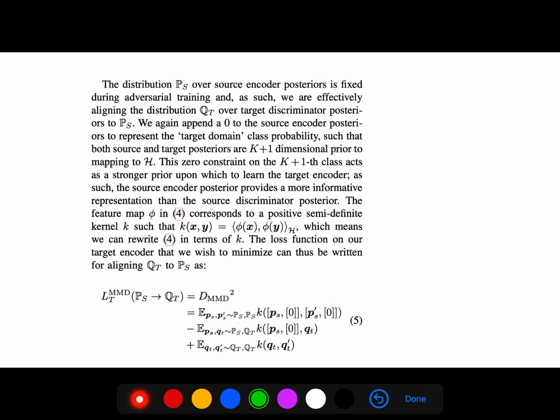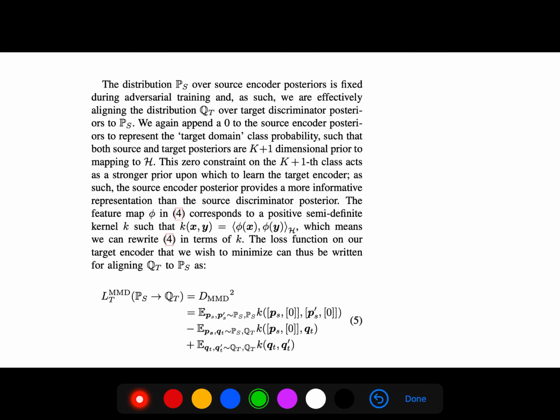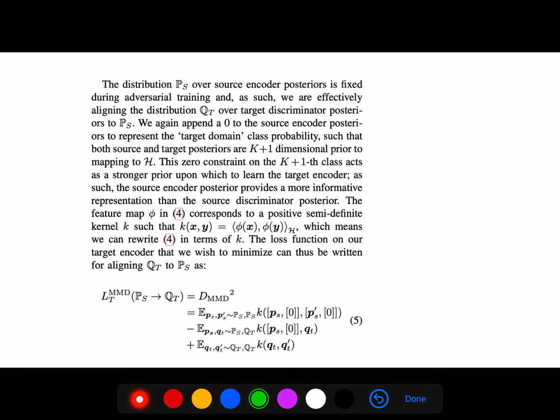The feature map phi here corresponds to a positive semi-definite kernel. And we know the kernel trick: we can always avoid dealing with the features, and we just work with the kernels. And the loss function on the target encoder we wish to minimize can thus be written for aligning Q to P.